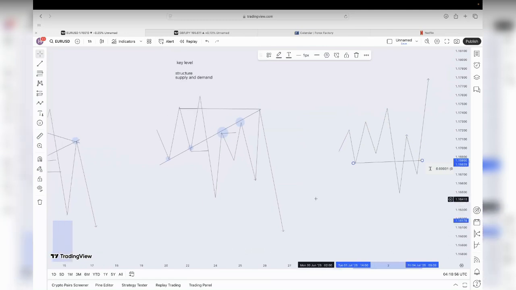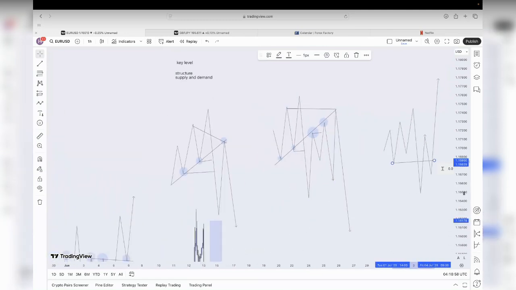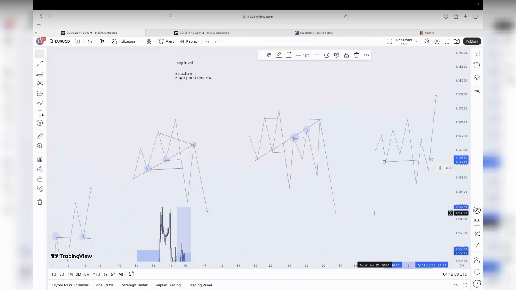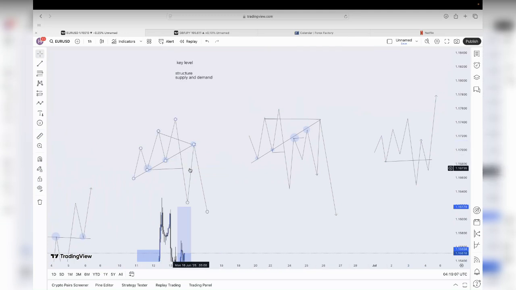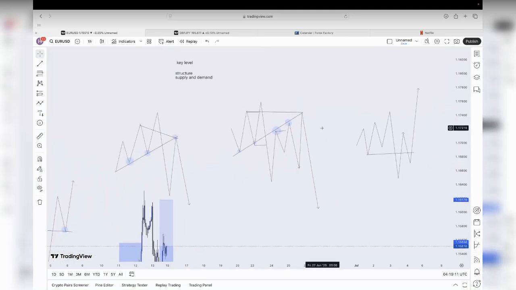Now I want this to sink into your head again. I want you to understand something. All these lines that you are drawing are a result of what these people originated. These people originated this thing as an extra confluence. They did not originate this thing as a strategy on its own. They originated it because it gives them extra confidence to say, okay, we are ready to invest our money in these levels, in this psychological level, on these key levels.